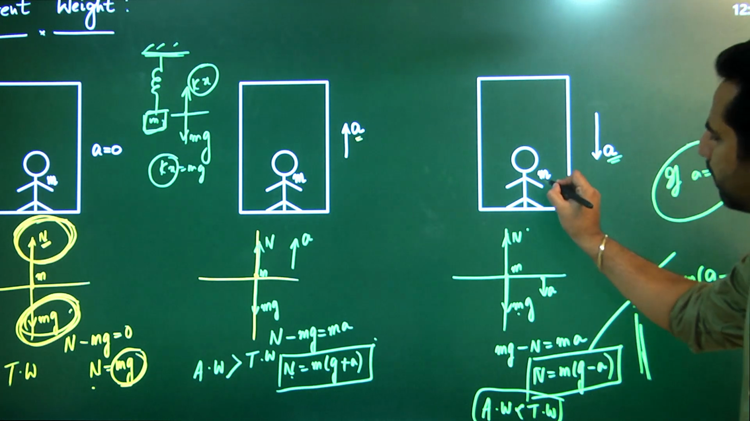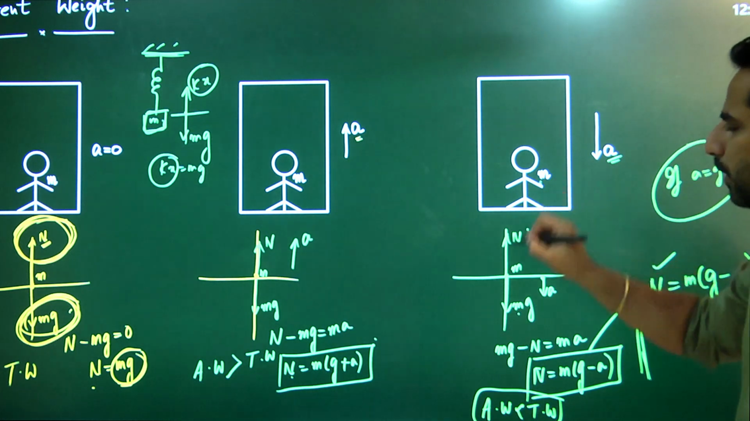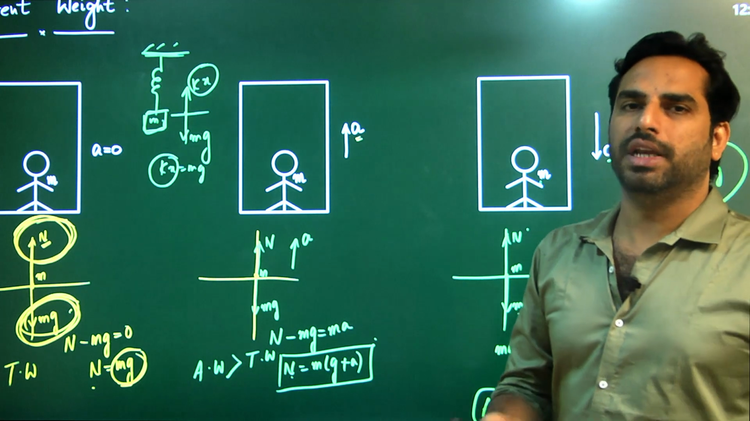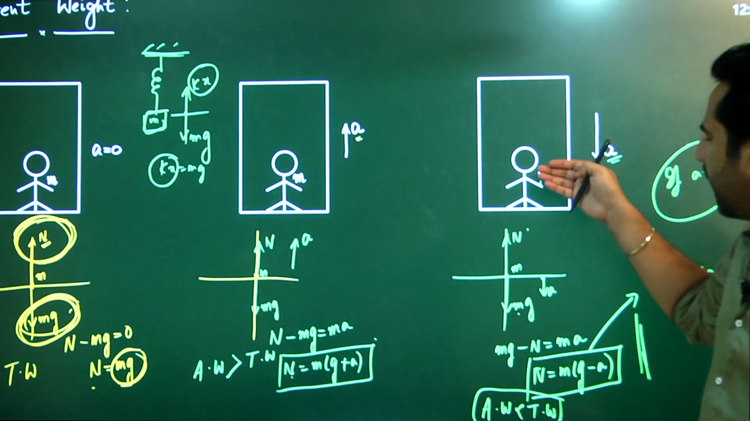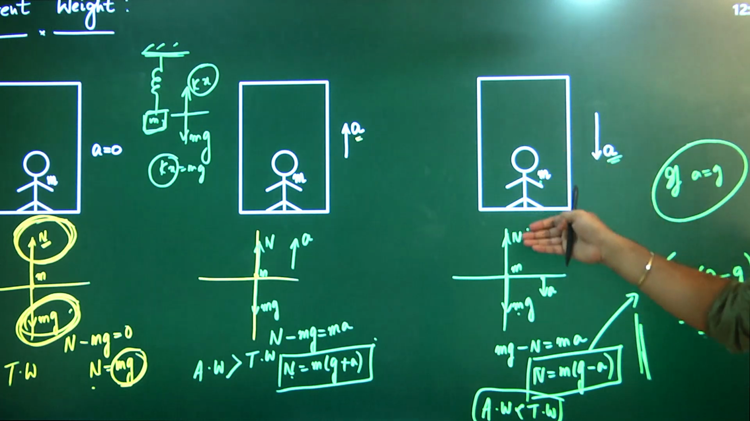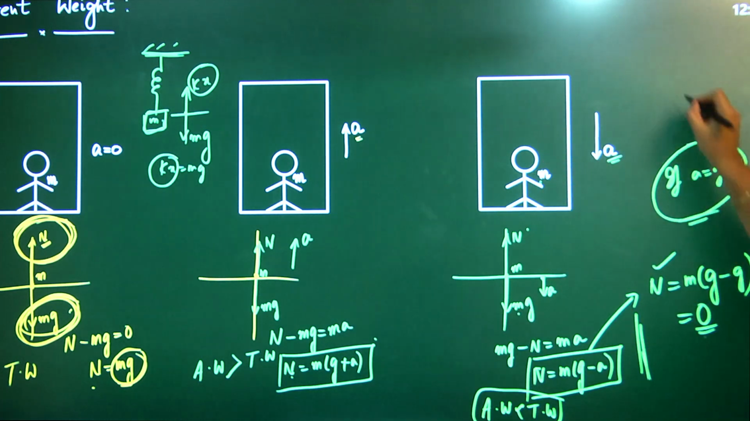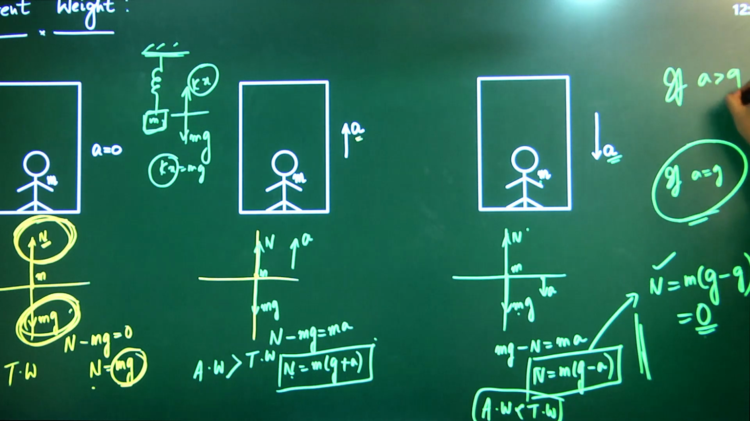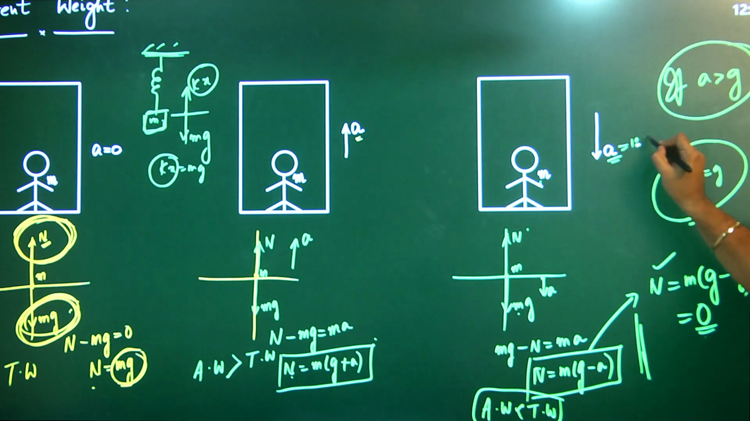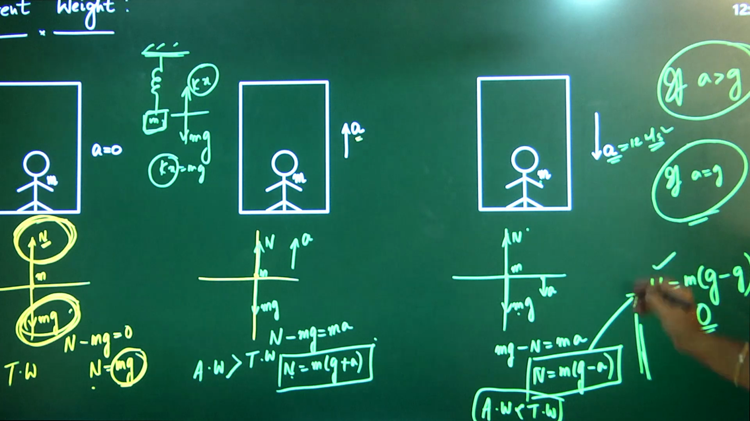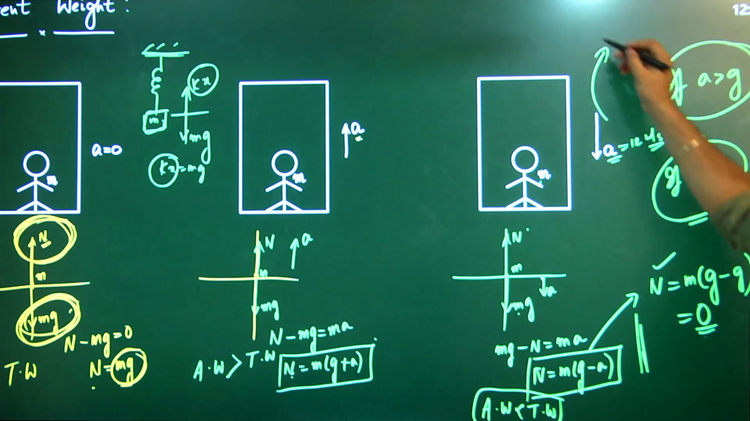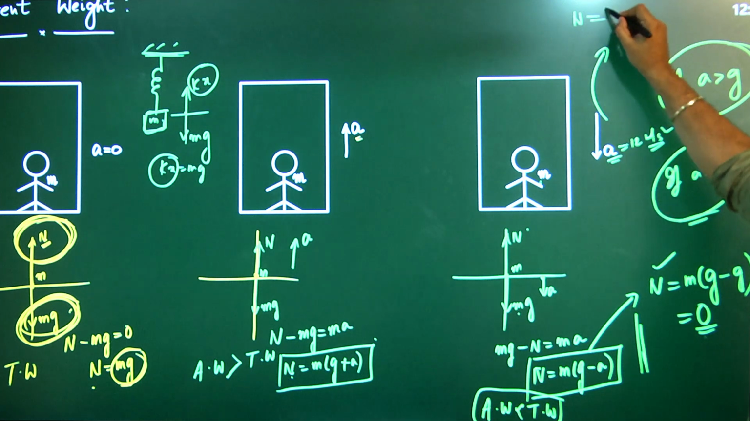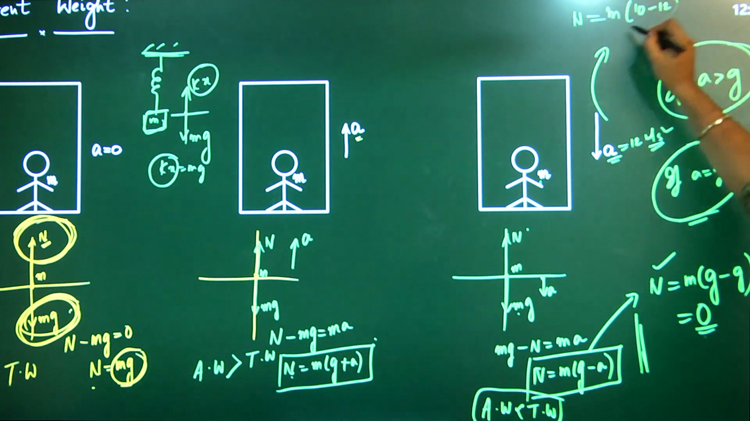N is 0, so normal force is 0. What does it mean? The man who is standing on the floor of the elevator is losing contact with the elevator. There is no contact force. Now the man and elevator are moving like independent bodies. They are experiencing free fall. Not only this, if acceleration is greater than g, for example, a is equal to 12 meter per second square, in that case, what is the value of N that you get? The apparent weight is m into (10 minus 12), that is minus 2m. N is negative.